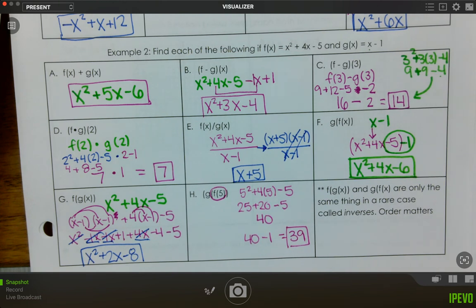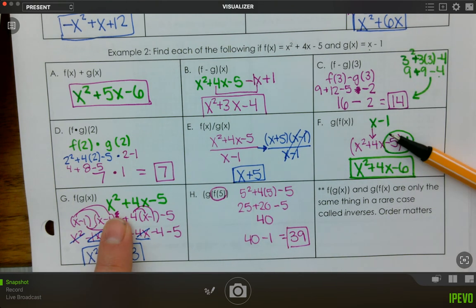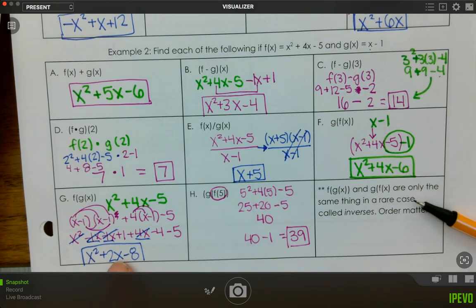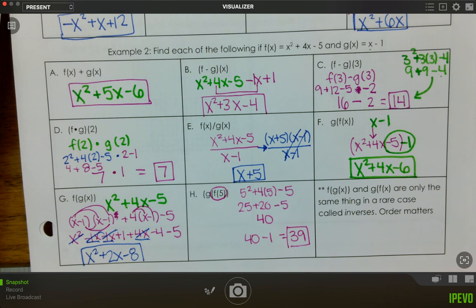Okay, one last thing is you will notice it matters what order you do this in. These were not the same answer. They're only the same thing in a rare case called inverses. Order does matter. Inverses is going to be 5.8.